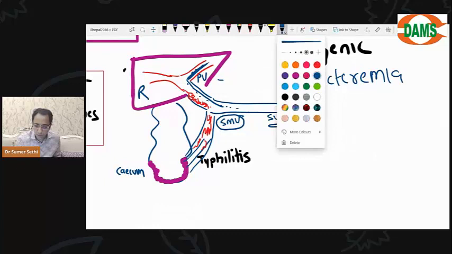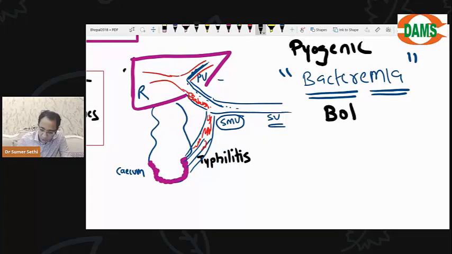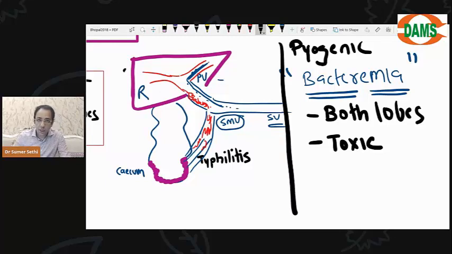Okay, pyogenic liver abscess will be seen in those people who have bacteria in their blood. So if it is in the blood, if there is a bacteremia happening, then it is likely that it will go to both lobes of the liver. And because you have bacteremia, this patient will be more toxic. Okay, with amoebic abscesses, usually the patient will not be that sick.